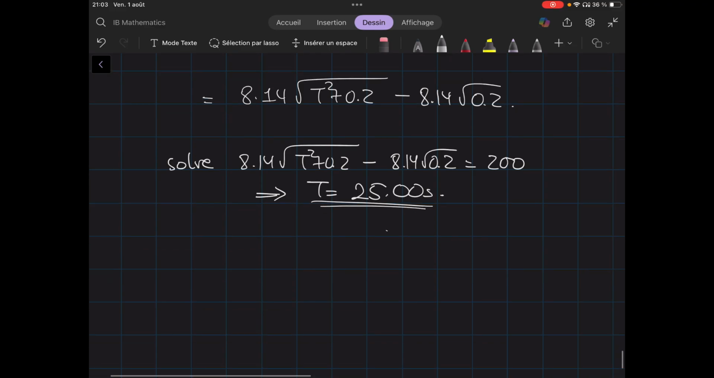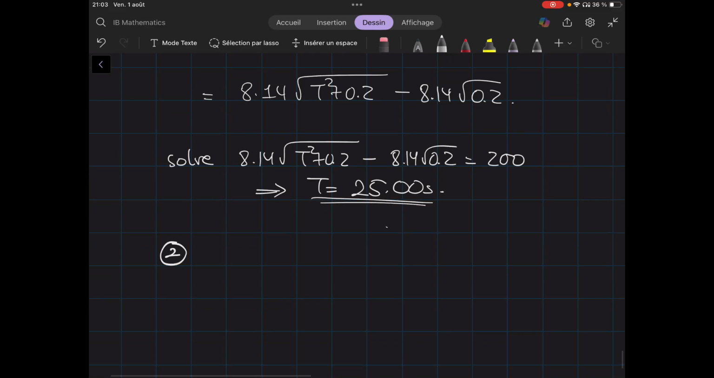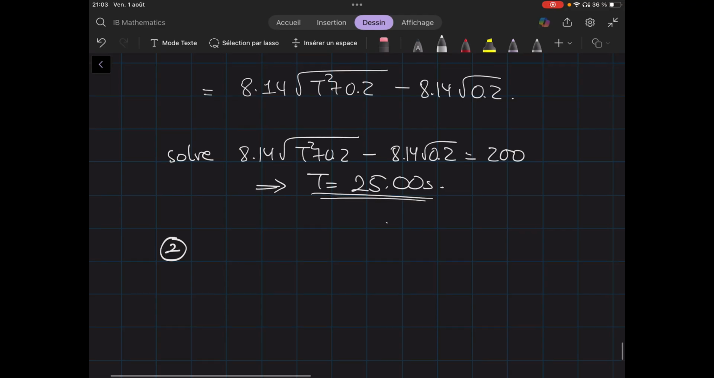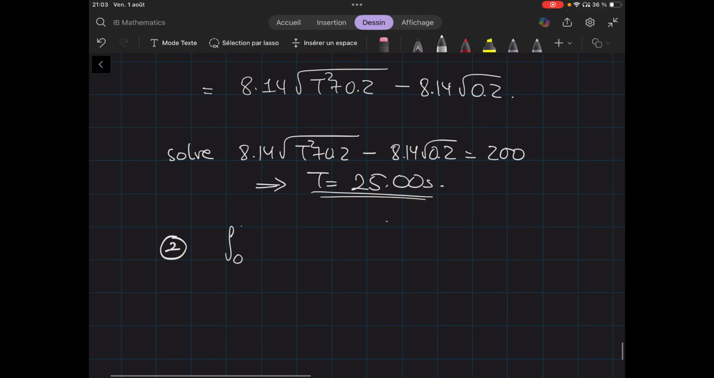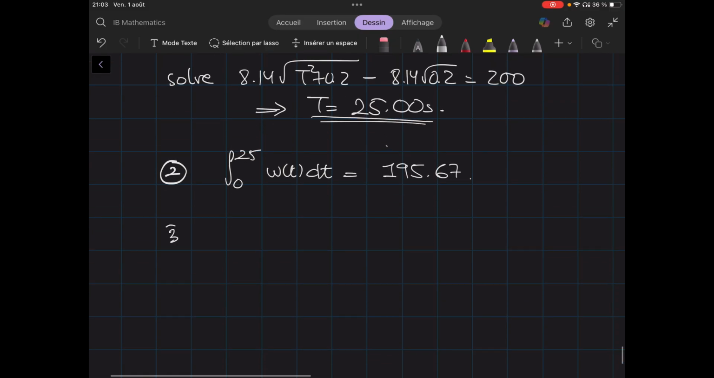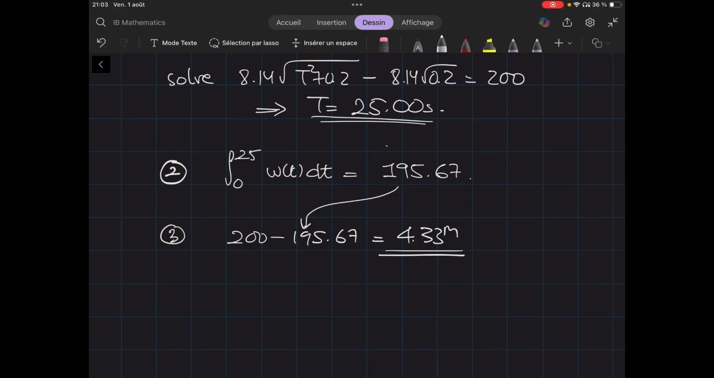Step 1, done. Step 2, how far has Lucy traveled in 25 seconds? So that's the integral from 0 to 25 of w of t dt. And you shall get 195.67. Therefore, the remaining distance that Lucy has to race is 200 minus this value, and that will give you 4.33 meters. And that is the end of question 10.